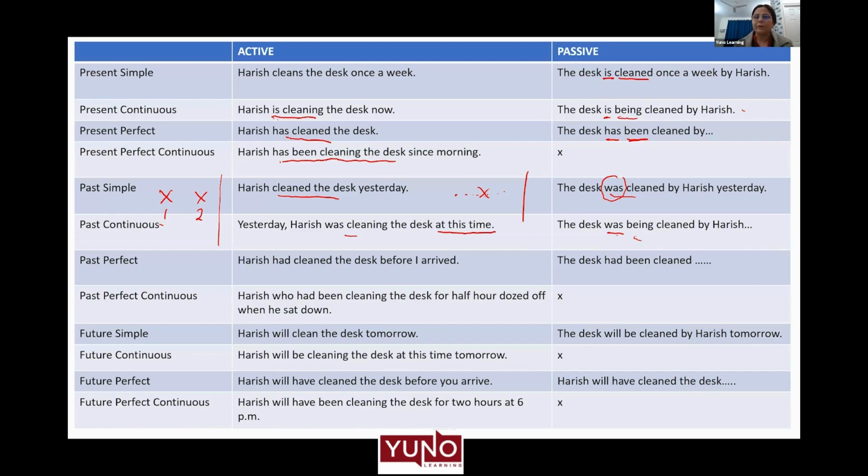Now past perfect continuous, an action started in the past and continued to a certain time till something else happened. So Harish, who had been cleaning the desk for half an hour, dozed off when he sat down. So for half an hour, he had been cleaning this, right? No passive for this. So when we have anything in past perfect continuous, there is no passive for that.